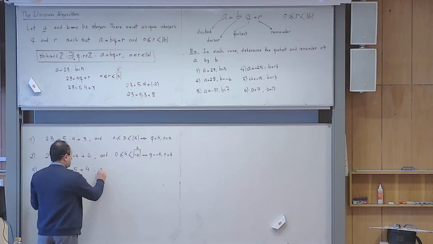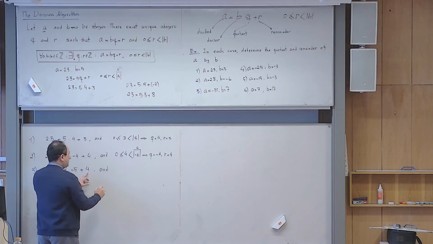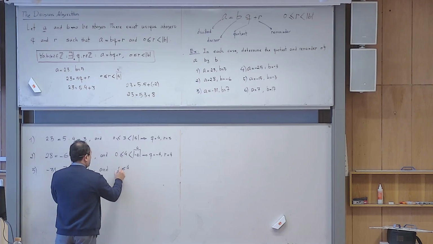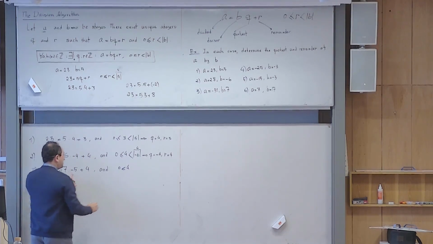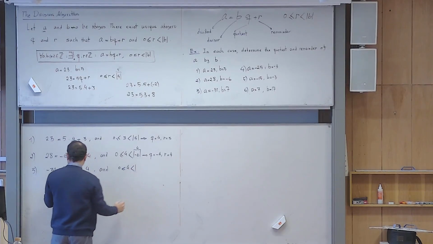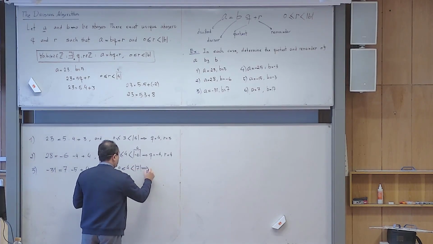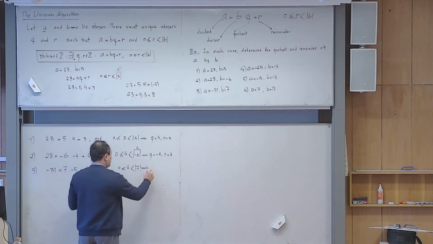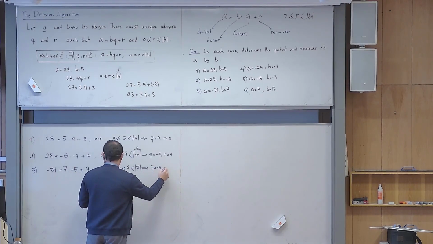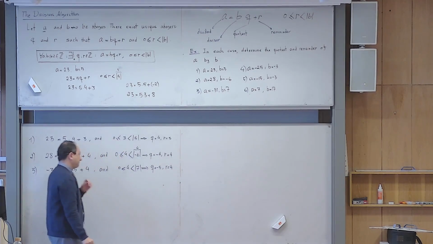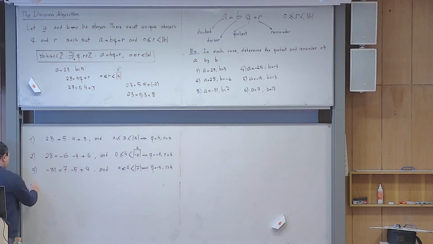And then, more than that, 4 that you found here is greater than or equal to 0, and it is less than absolute value of B, which is 7 here. That's correct. So no one will ever be found in something else. So that is for sure. Q is negative 5, R is positive 4. And the same thing for the other ones.